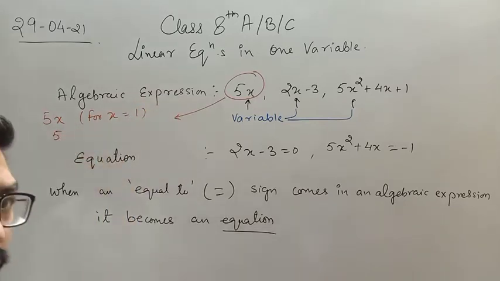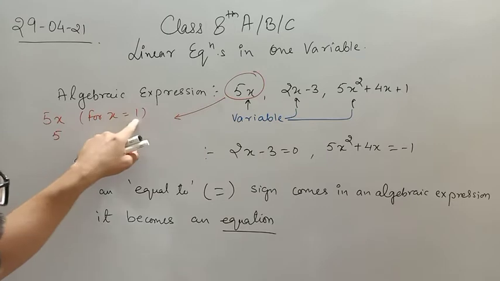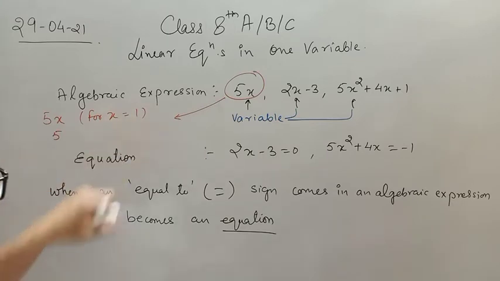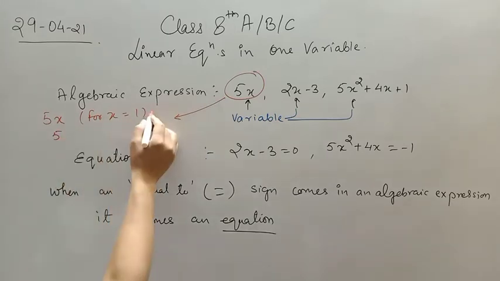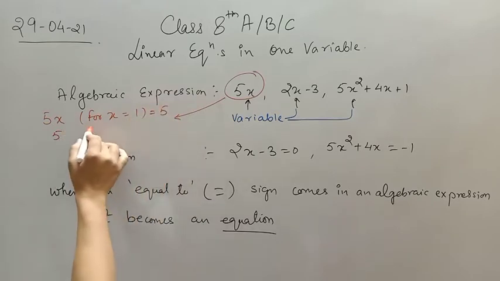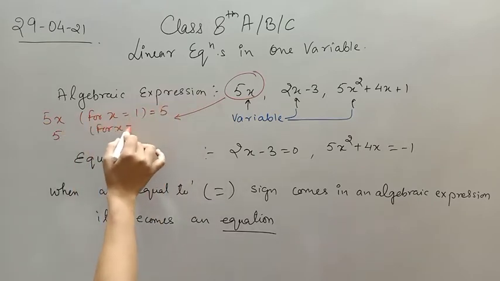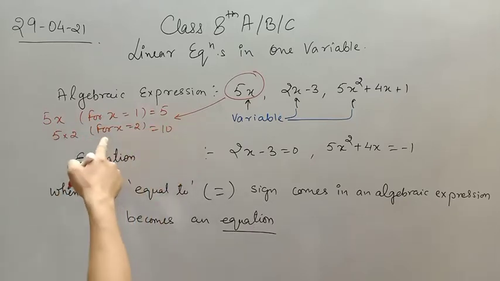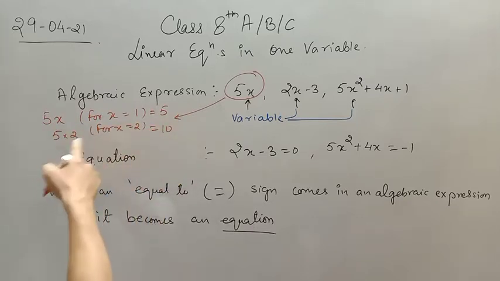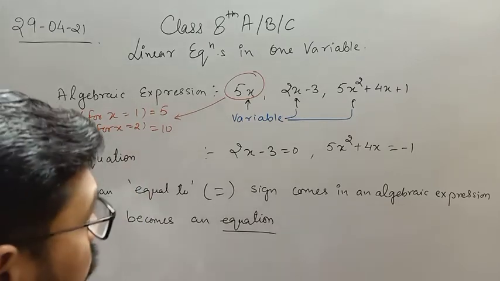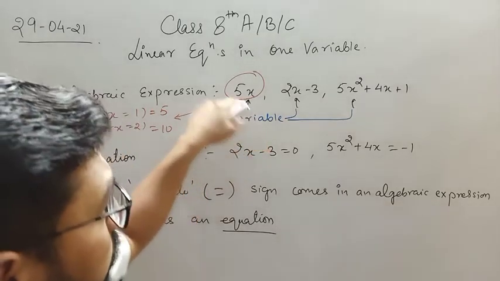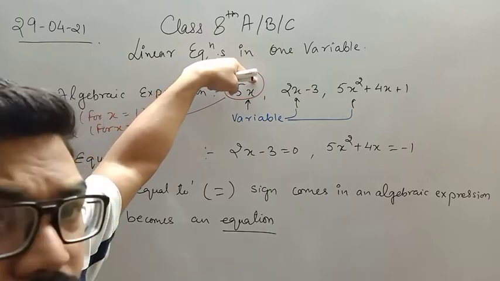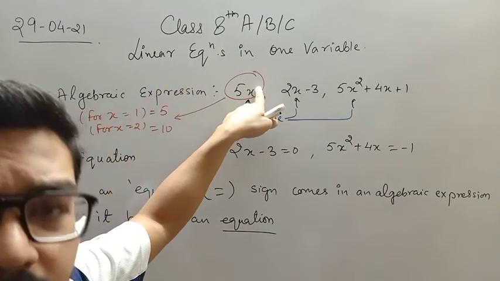5. Similarly, if you change the value, if you vary the value of x, let's say now you are saying x is equal to 2. So 5 into 2, how much? 10. Similarly, for x is equal to 3, it will be 15. So 5x is a monomial where 5 is the coefficient of x and x is a variable.